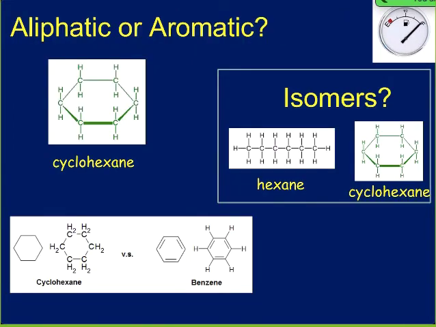So then we go to look at this. Is cyclohexane aliphatic or aromatic? Come on guys, I know it's Friday morning, but you can do this. Thank you so much, Miles. It is aliphatic because it doesn't have the benzene ring in it.